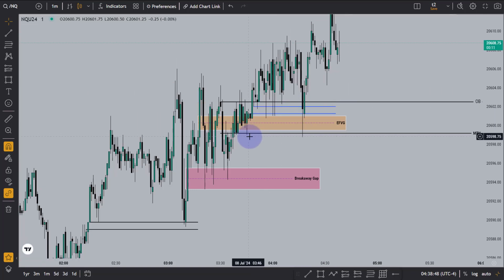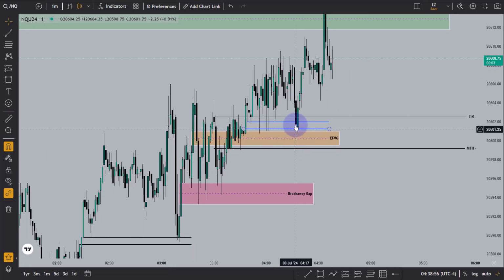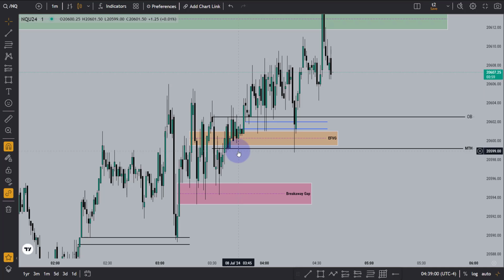My stop loss was going to be below that low. So below that low was my stop loss. I targeted the low of that last 1-minute fair value gap. I got stopped out over here by that run. This run, I just covered the mid threshold tick by tick. To be honest, I covered my mid threshold tick by tick.